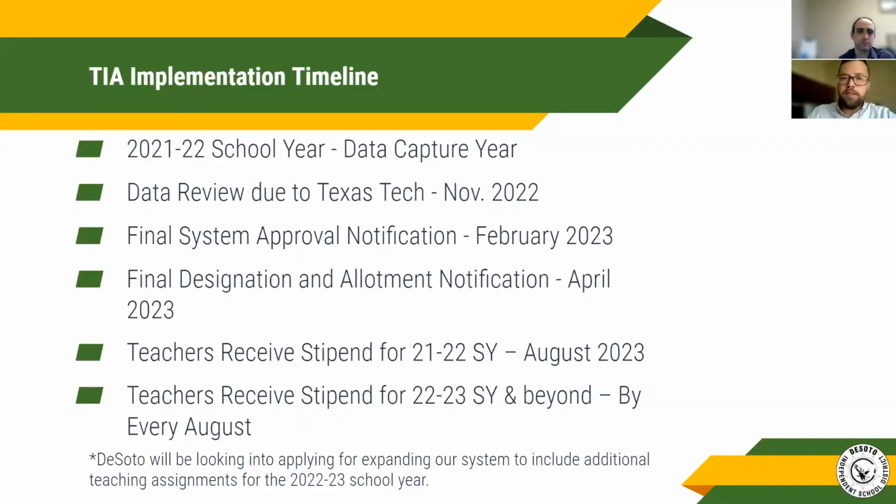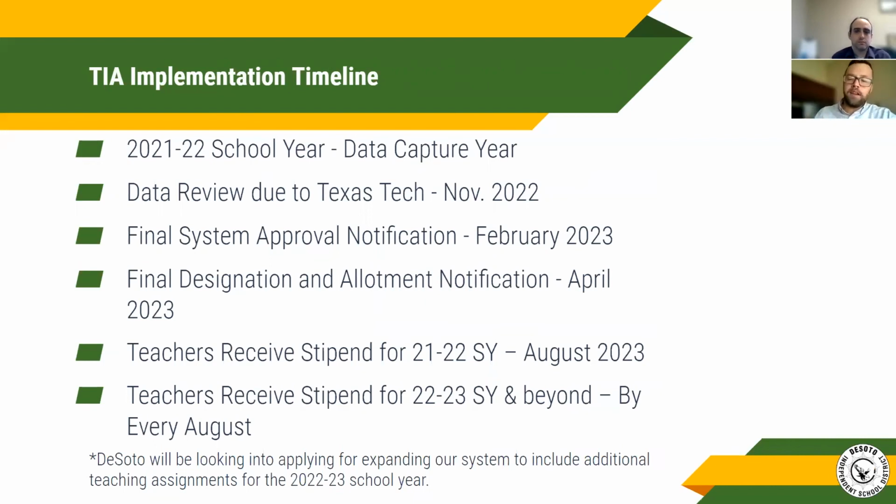So here's the timeline. Because this is DeSoto's first year doing this, we're in what's called a data capture year. It means we have already planned out the system. TEA said that system works. We think it makes sense. And this year we're collecting this data. We are looking at the beginning of the year MAP and the end of the year MAP. We're going to be comparing the STAAR scores. We'll be looking at the Panorama data and doing the same calculations on T-TESS.